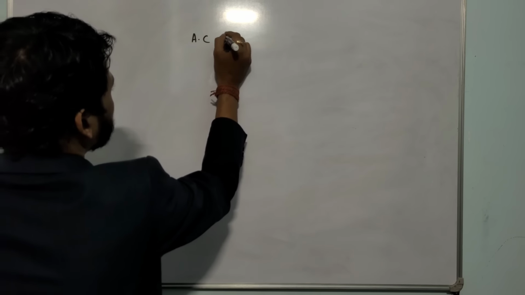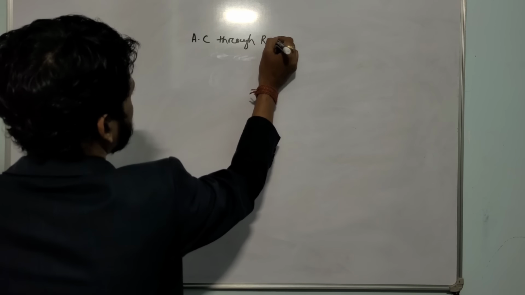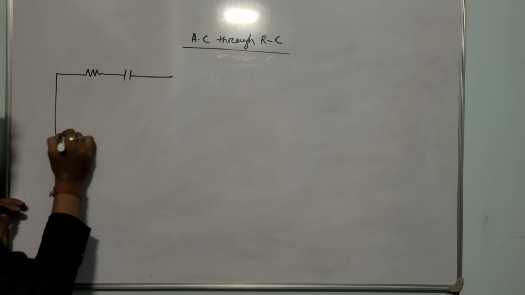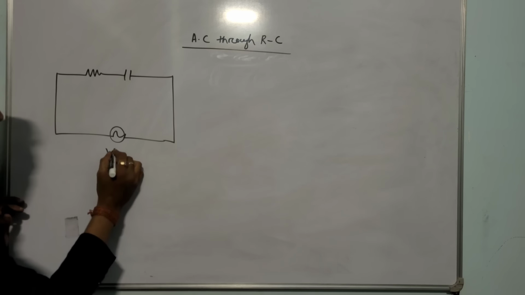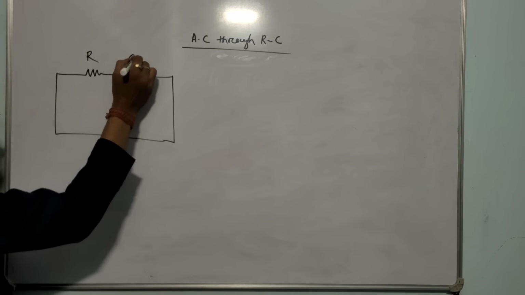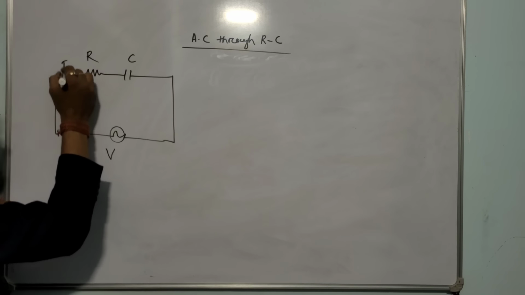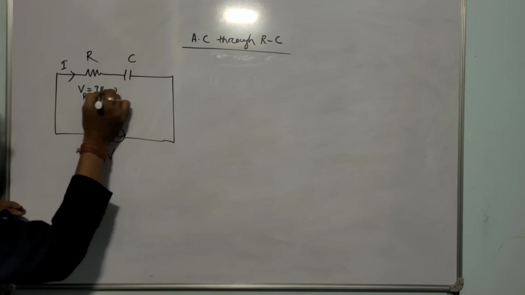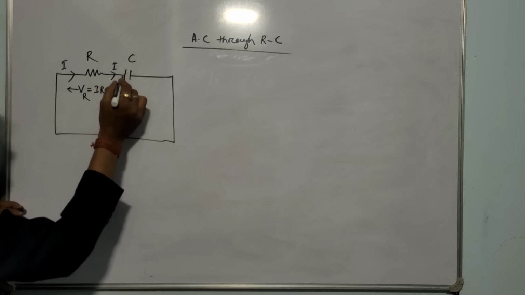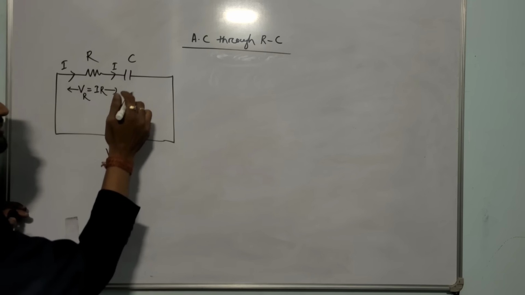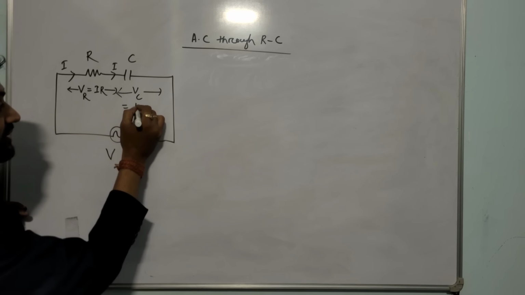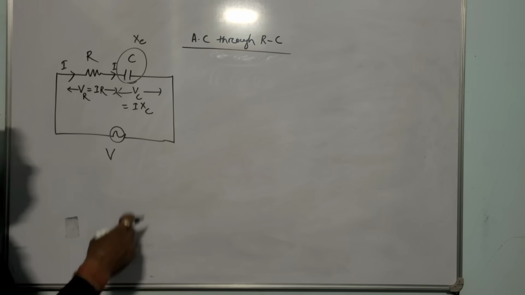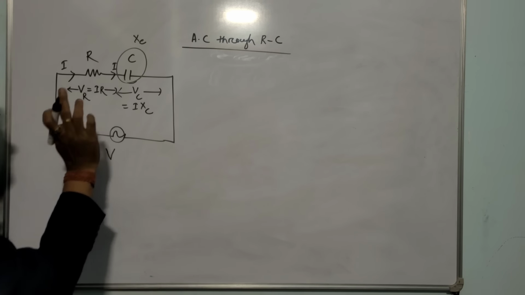Okay, now AC through an RC circuit. Resistance R and C are both in series, and the supply is AC, V, with resistance R and capacitance C. AC current is flowing through the resistor. What is the voltage across the resistor? It will be I into R. Yes or no? The same AC current is flowing through the capacitor in the series circuit. In a series connection, current will be the same. And what is the voltage across the capacitor? I into XC, because the opposition of a capacitor is XC, the capacitive reactance. So voltage VC is I into XC. Here VR is I into R.